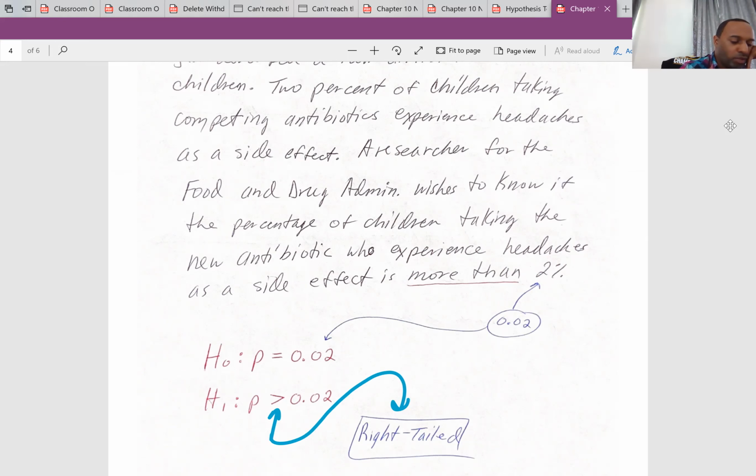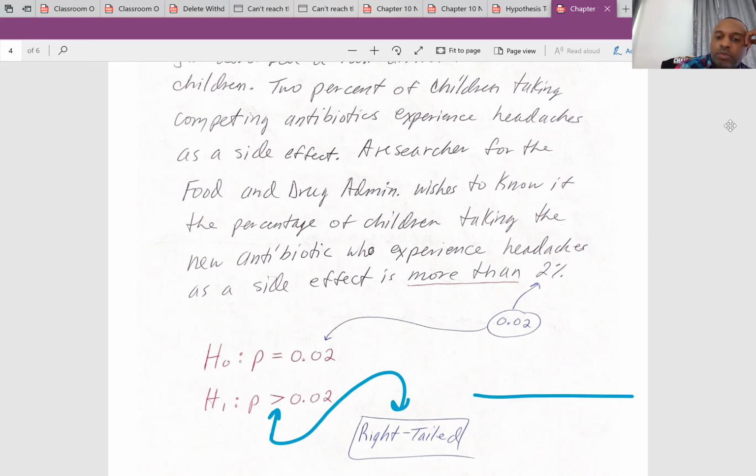All right, questions. I did have a question. So for H0, the 0.02, that's the line on the bell-shaped curve, and then the H1 just shows which direction it's pointing.